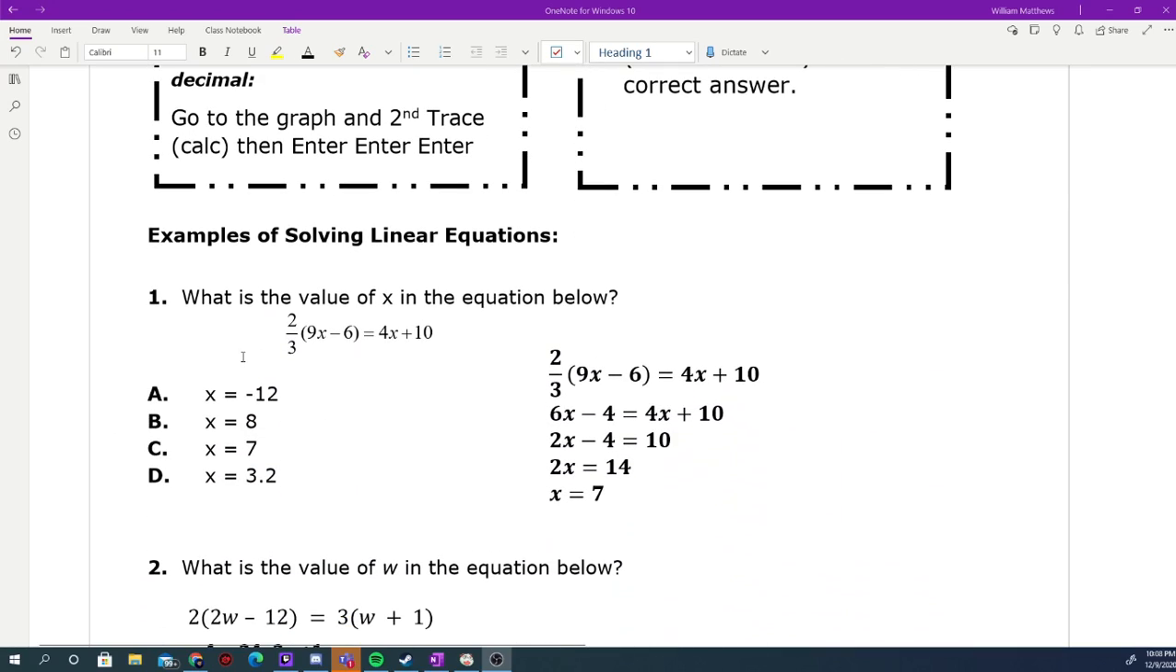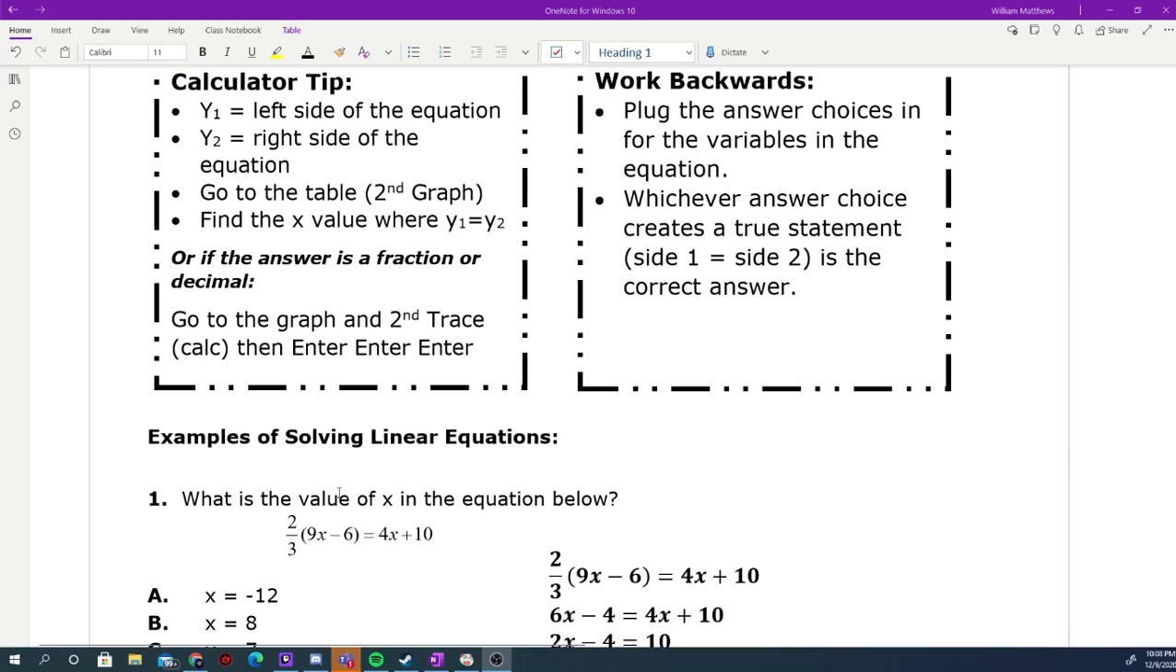For example 1, it goes, what is the value of x in the equation below? And it gives us this given equation. Now if I were to use the test taking tips, the calculator tips, the 2/3 times the difference of 9x and 6 would be my y1, whereas 4x plus 10 would be my y2.